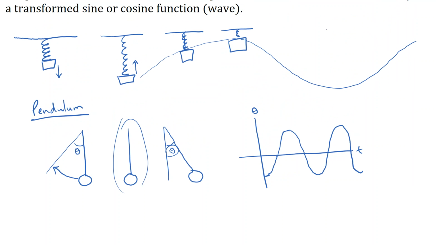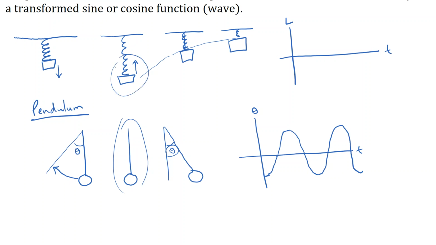If you actually drew a graph of the spring, you might have the length of the spring as your measurement over time. And so in this case, if it starts down here, when you pull it down, that would also start at a negative length, come up to its resting position, then go above the resting position, and so on. Okay, and repeat like that.